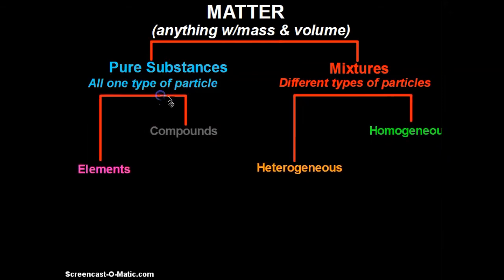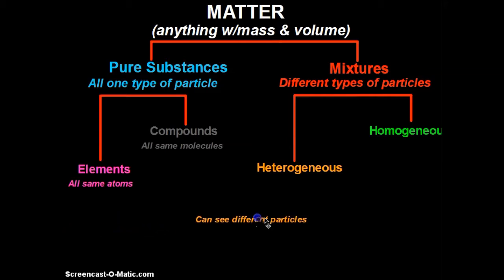A pure substance can be broken down into elements and compounds. An element is just all the same atoms. So pure substance, all the same type of particle. We break that down, then you have an element that's all the same type of atoms. With compounds, it's all one type of particle, but those particles are all the same molecules. So now if we look at the mixture, it's going to be different types of particles, many different types of particles just mixed together in a substance.